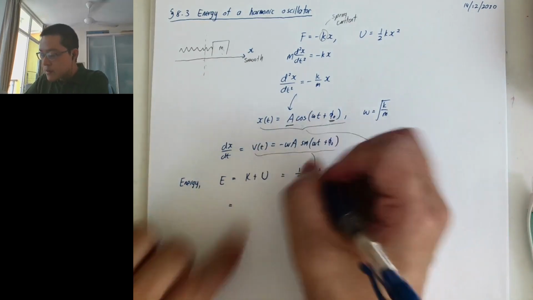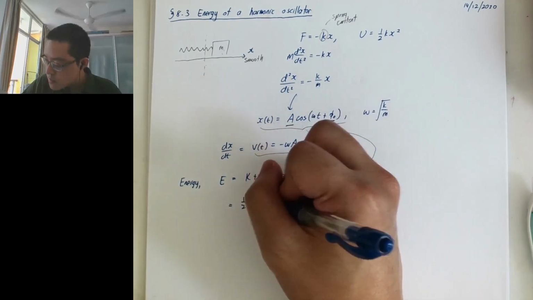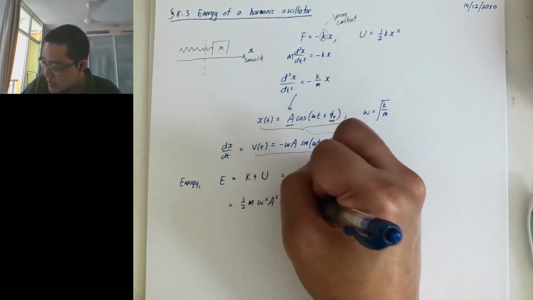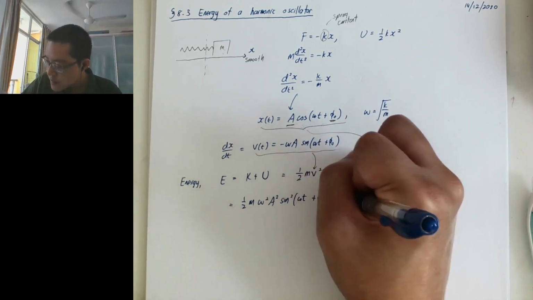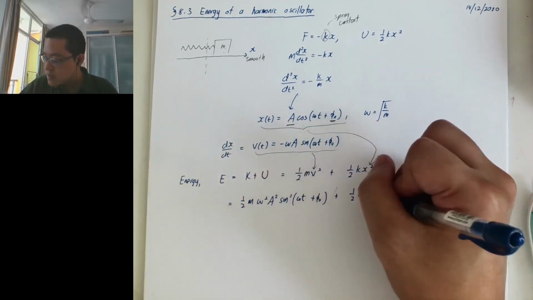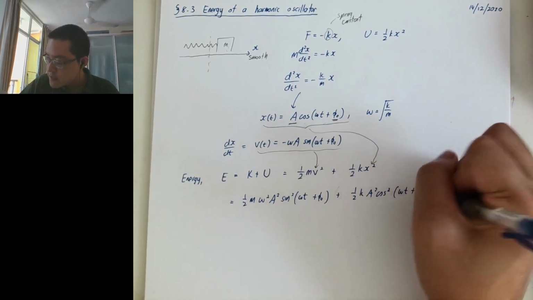So I got half mv squared, so I got half m and then the square of velocity: omega squared a squared sine squared (omega t plus phi 0). And then half kx squared, so half k, and then I square the x, so it's just a squared cos squared (omega t plus phi 0), right?